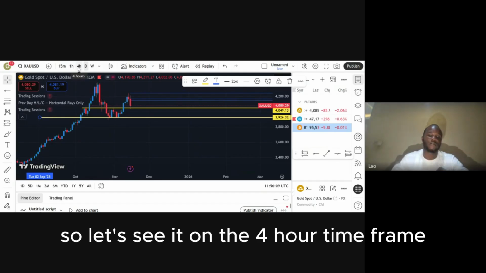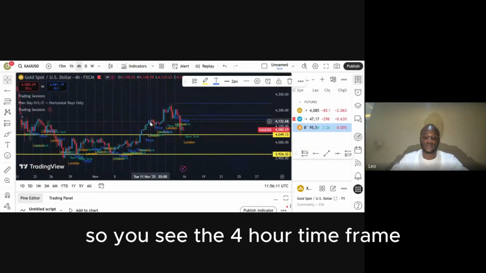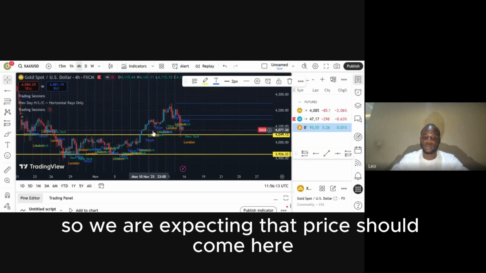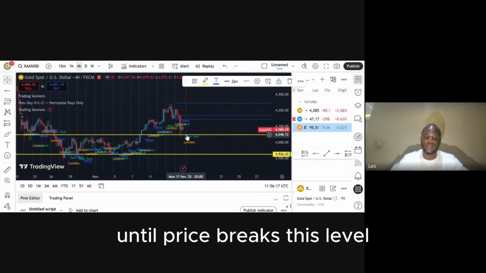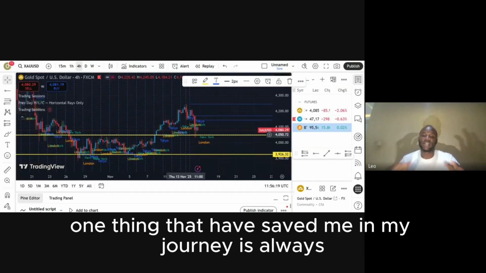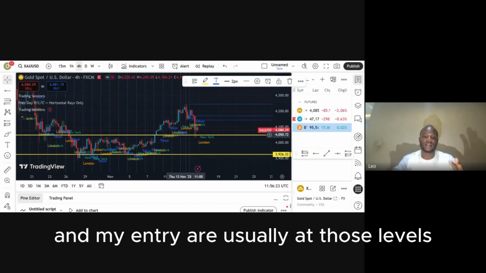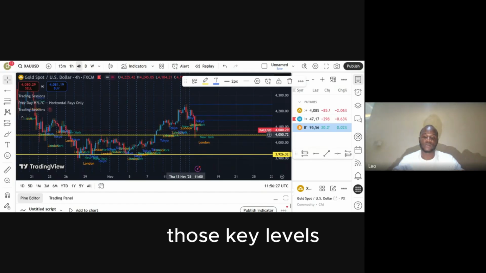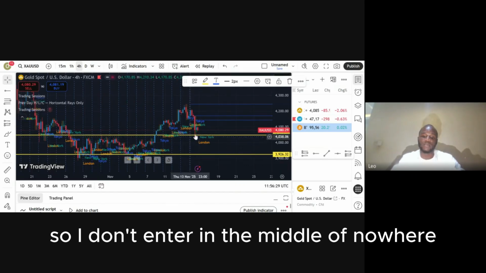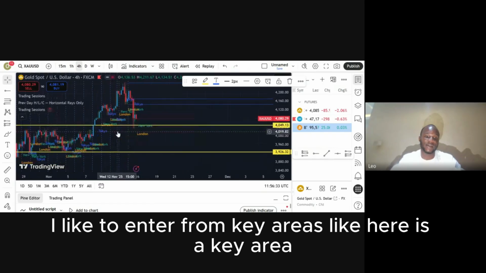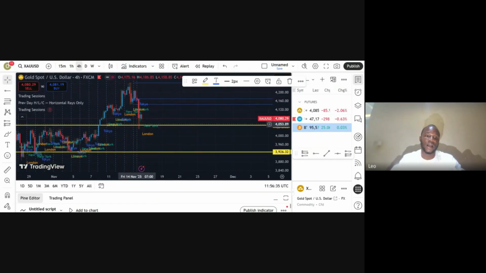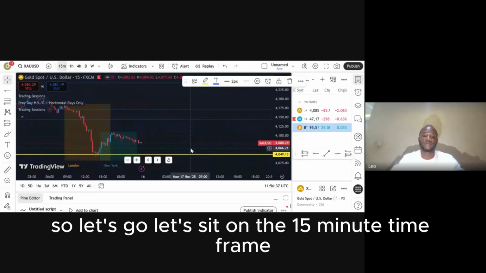So let's see it on the 4 hour time frame. We're expecting that price should come here, and the only time we are sure about that is once price breaks this level. One thing that has saved me in my journey is always sticking to key levels, and my entries are usually at those key levels. I don't enter in the middle of nowhere. I like to enter from key areas. Here is a key area, and here is my take profit zone. So let's see it on the 15-minute time frame.